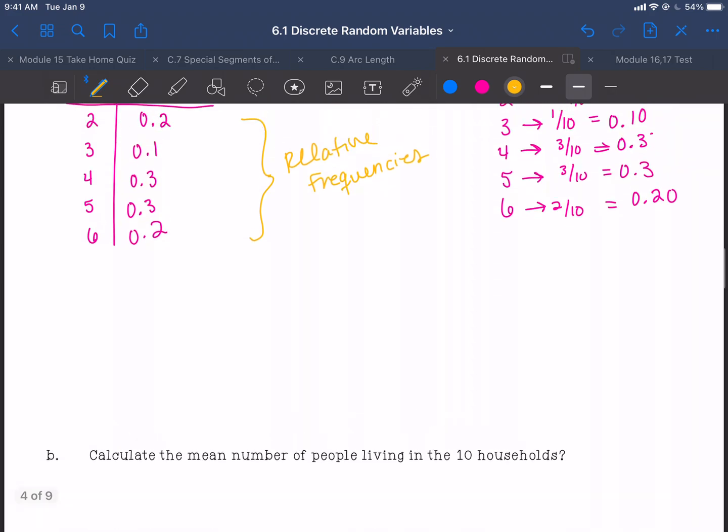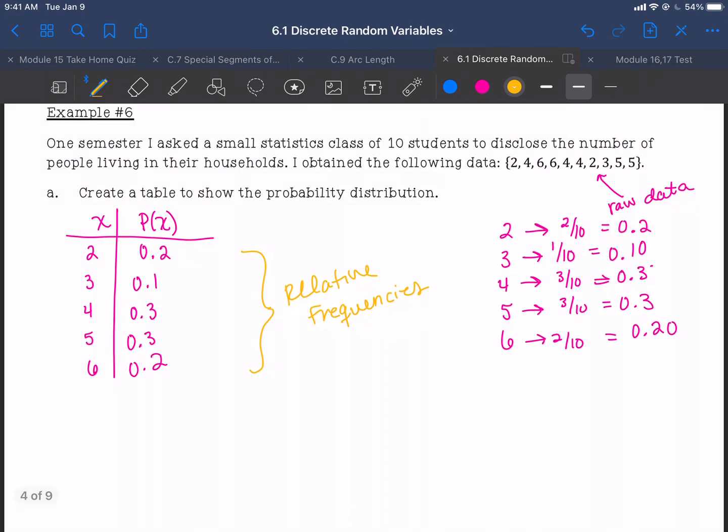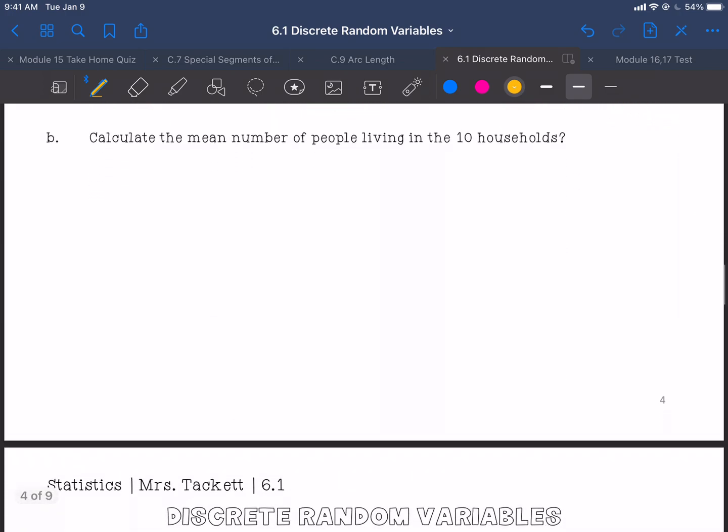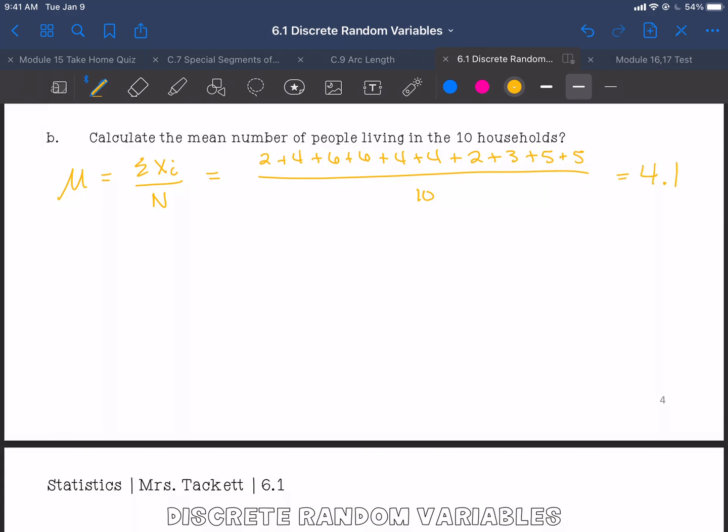So then in part B, it says calculate the mean number of people living in the 10 households. Well, when we have the raw data, we can find the mean. The mean is just the sum of each individual data point divided by the total number in the sample, capital N. So we're going to take 2 plus 4 plus 6 plus 6 plus 4 plus 4 plus 2 plus 3 plus 5 plus 5. Divide that by 10, and that is equal to 4.1. So the mean number of people living in the 10 households is 4.1 people.